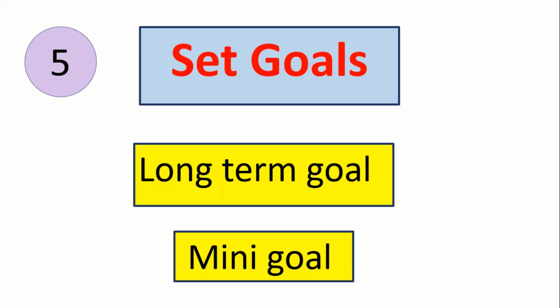For example, if someone tells you, my goal is to climb Mount Everest, you might say that's quite hard to achieve. But if you break it down into mini goals, I'm planning to climb 10 steps at a time, or 50 steps at a time, then you might find that it is more manageable.